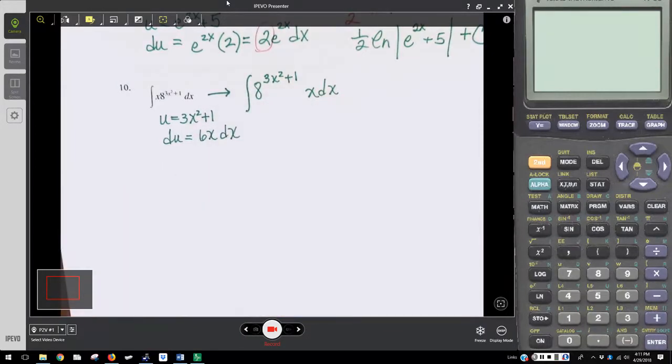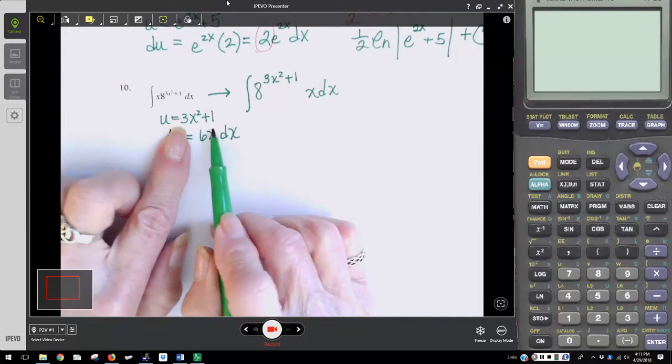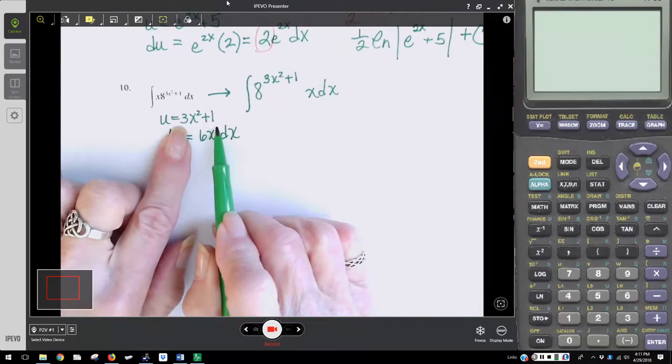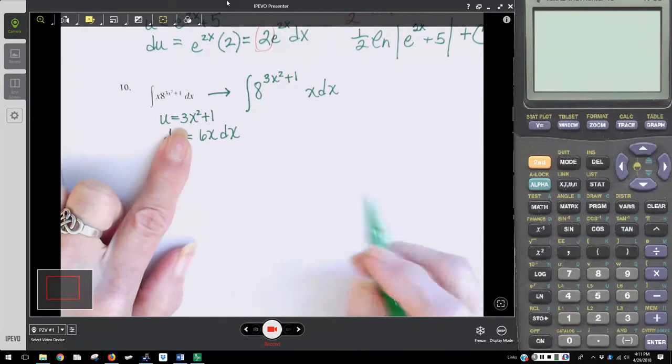Now I noticed several of you tried to take u to be x squared, and all you did was cause yourself a world of hurt when you did that, because it didn't work out to be anything close to what you wanted it to be. You got mixed up in the simplification, and you did not come out with the right answer. So remember, take u to be the most complicated part of it that you can figure out. And most complicated is 3x squared plus 1, not just x squared.